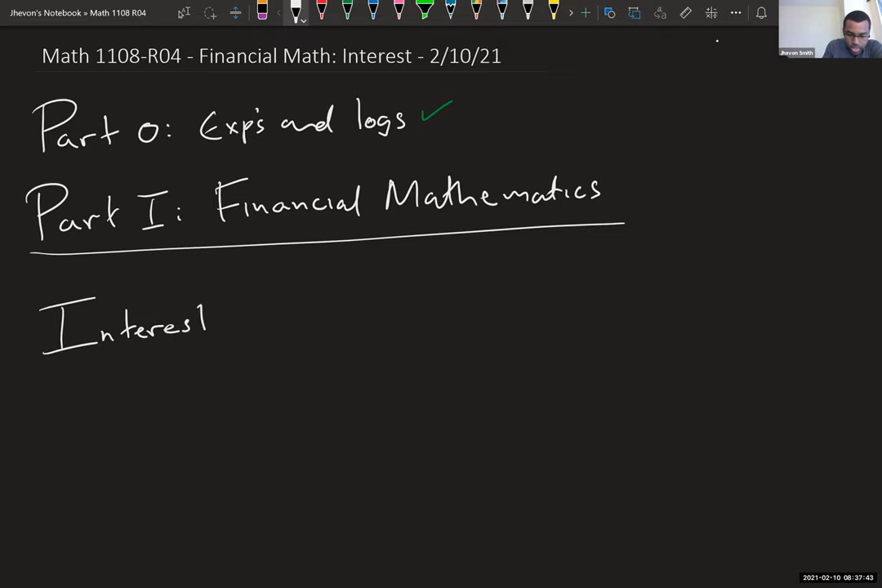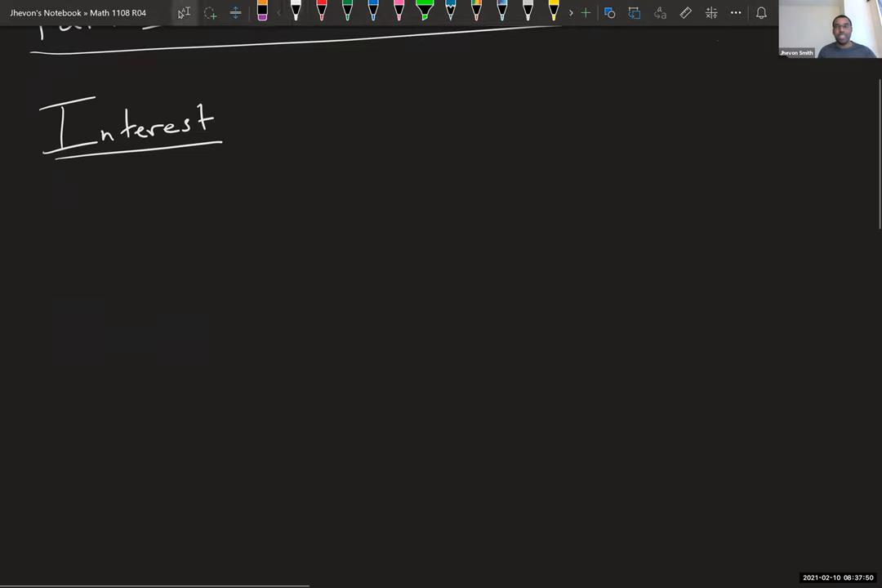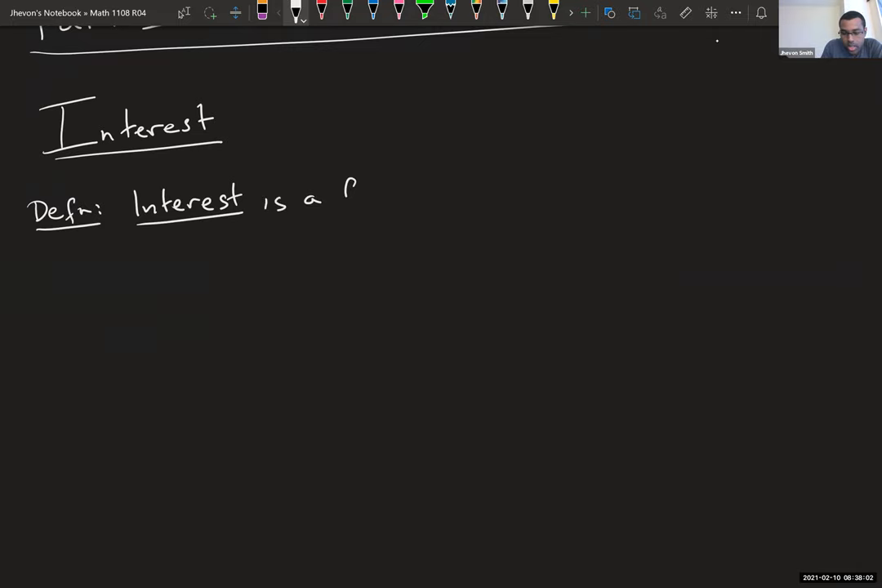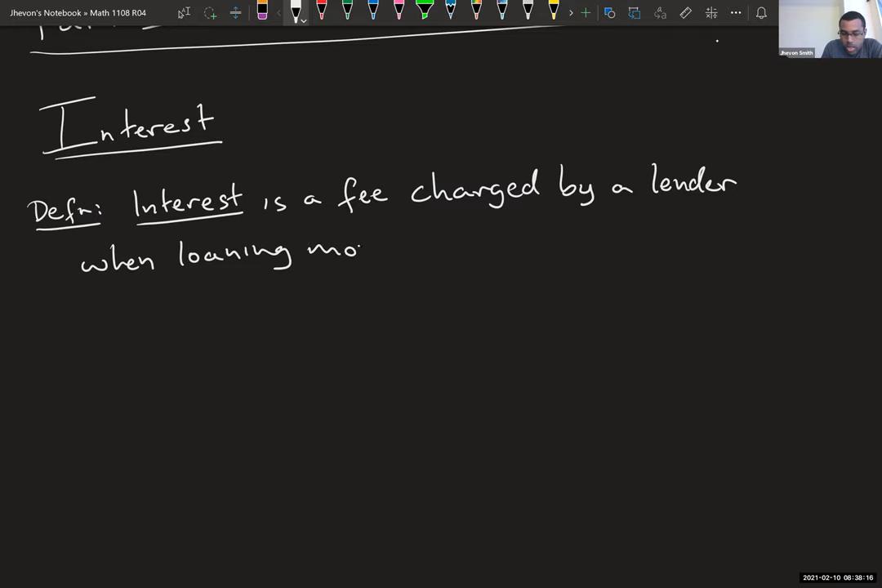We should be interested in interest. Okay. So let's actually talk about what interest is. How about that? Let's look at a definition. Interest is a fee charged by a lender when loaning money.